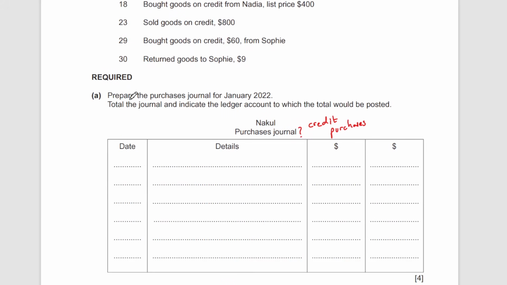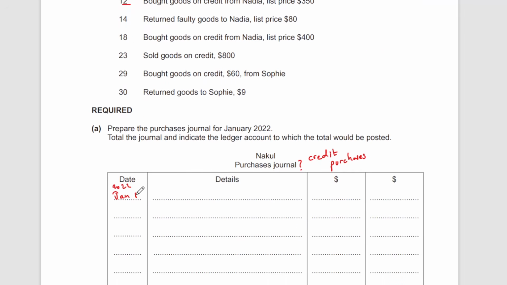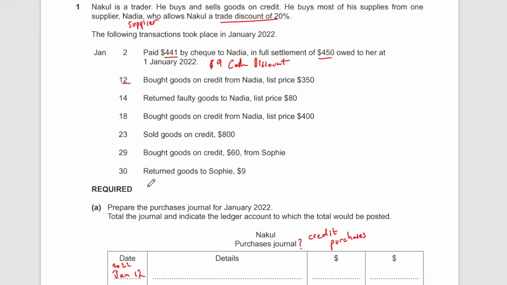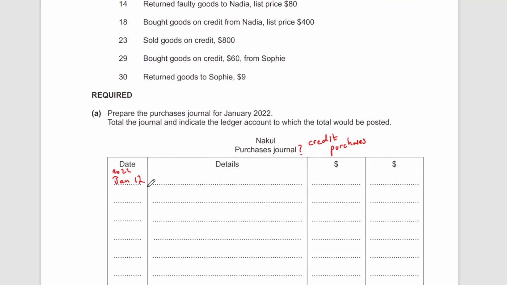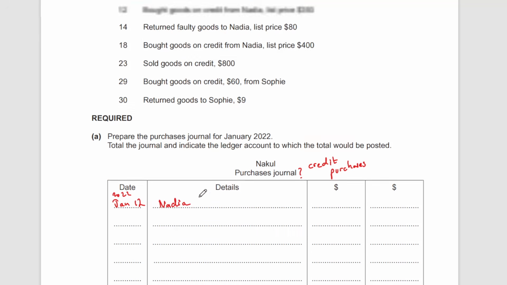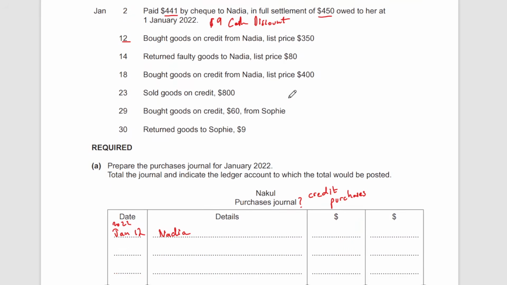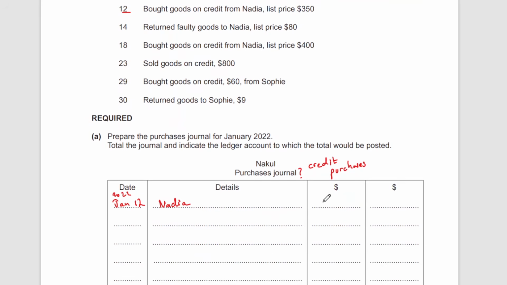So if I go back up, on January 12th, you have to write the dates. Dates are really important in your syllabus. 2022, January 12th. Okay, bought goods on credit from Nadia. What do we put in purchase journal? We say Nadia. That's enough. Credit purchases from Nadia, list price 350. So you may write 350 here and then 20% trade discount. Please write completely. Don't write like me.